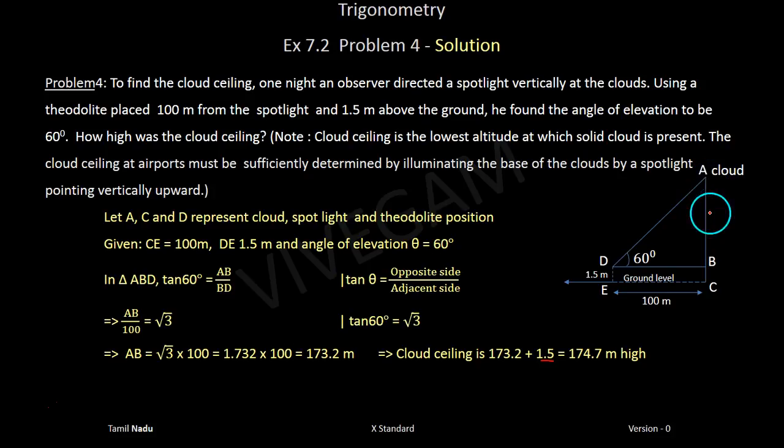Because we have got only this bit AB, but the height of the cloud ceiling is AC. So that is AB plus BC. BC is 1.5 meters. So that is 173.2 plus 1.5 meters. So that is 174.7 meters.